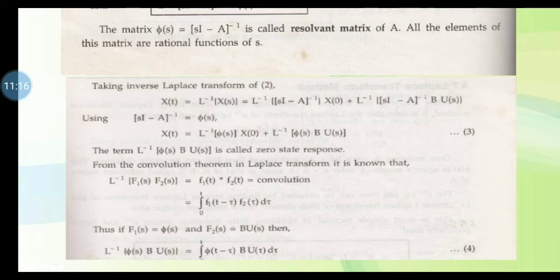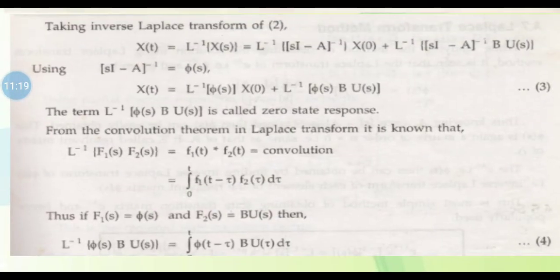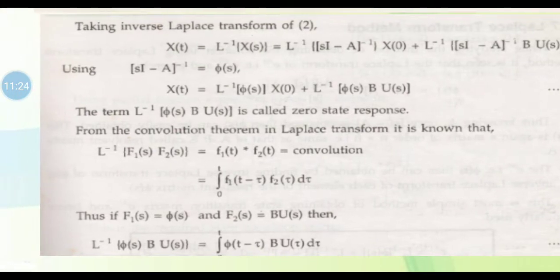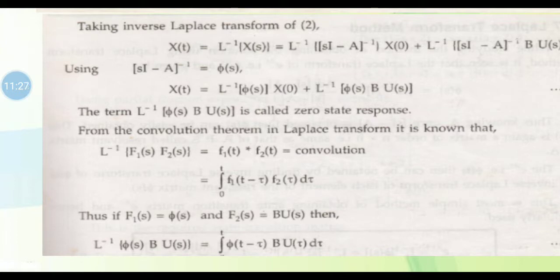Then, from the convolution theorem in Laplace transform, it is known that Laplace inverse of F1(s) into F2(s) is equal to f1(t) convolution f2(t), which can be written as the integration from 0 to t of f1(t minus tau) f2(tau) d tau. Thus, if F1(s) is equal to phi of s and F2(s) is equal to B u of s, then Laplace inverse of phi of s B u of s is the integration from 0 to t of phi of (t minus tau) B u of tau d tau.